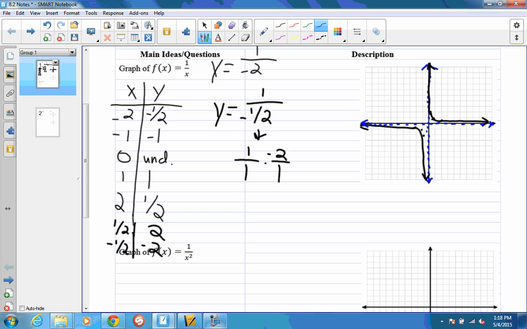So for rational functions, you are always going to have 2 asymptotes, one horizontal and one vertical. They're always going to cross. They won't always cross at the origin. We'll talk about how they move around later today. But you're always going to have horizontal and vertical asymptotes. So I have a horizontal asymptote at y equals 0, and a vertical asymptote at x equals 0.